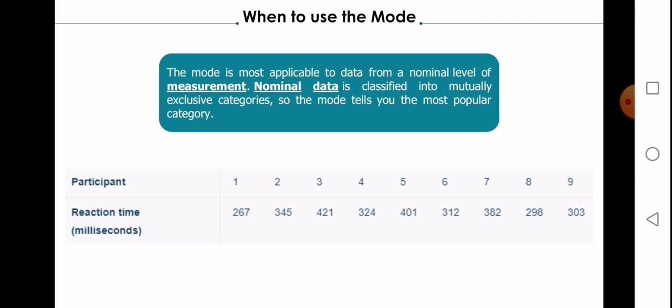We have an example of ratio data with no mode. Let's say you collect ratio data on reaction times in a computer task and your data set contains values that are all different from each other. In this data set, there is no mode because each value occurs only once.